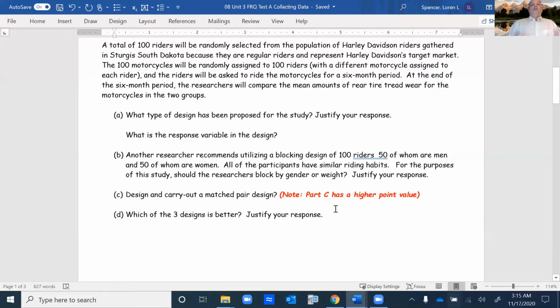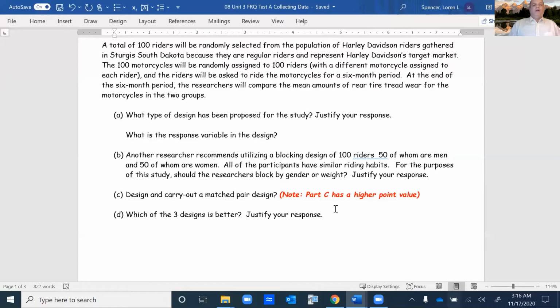Then this next one says design and carry out a match pair design. When they say design and carry it out, they want a complete walkthrough of how you assign treatments, what the treatments are, and what you're comparing at the end. Well, in this particular case, we want a match pair design. In a match pair design, you're going to make sure that each subject receives both types of treatments. And there's a couple different ways to achieve this.